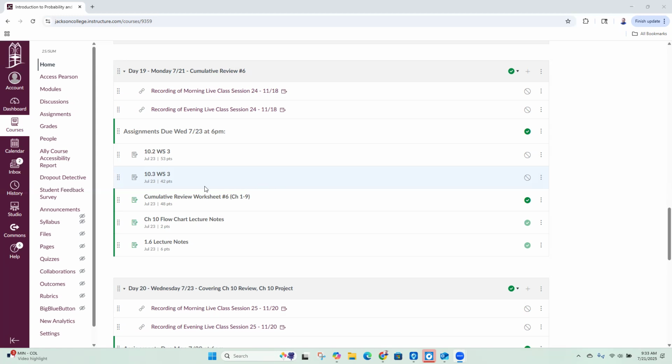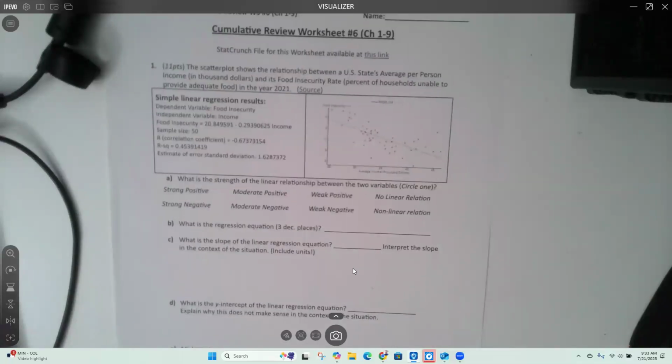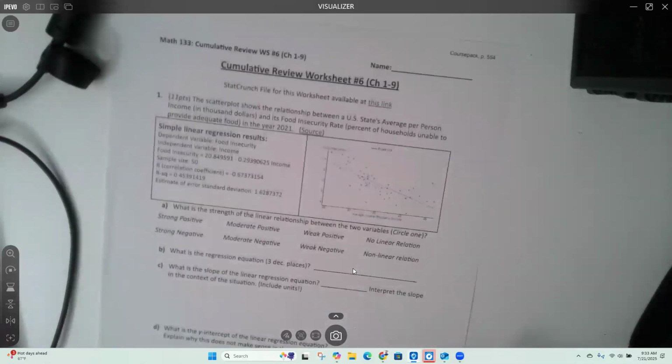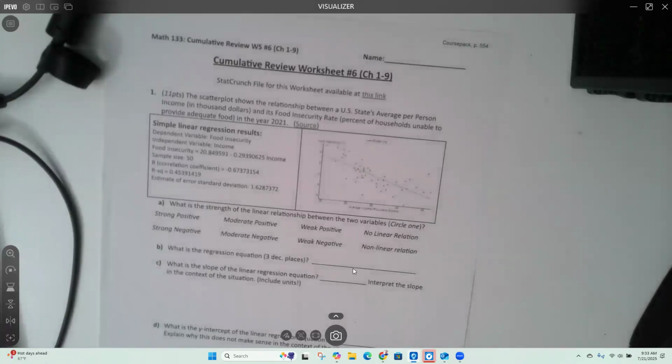The chapter 1 through 9 cumulative review worksheet number 6, you're going to find that on page 554 in your course pack. So here it is, page 554. And just like most of our worksheets, we'll go over some hints for you, and then we'll work on it together, make sure everybody gets all the right answers, and then get it turned in.